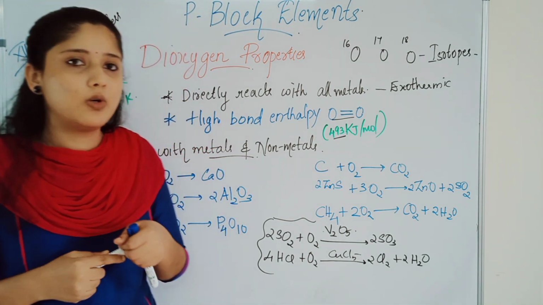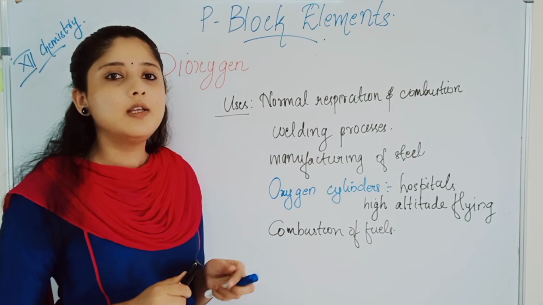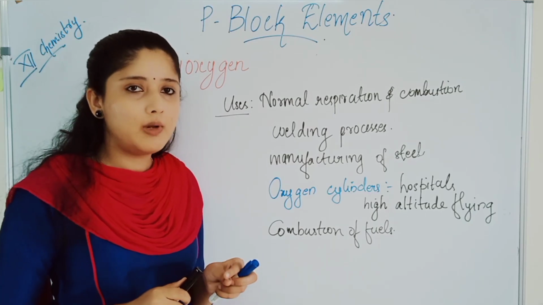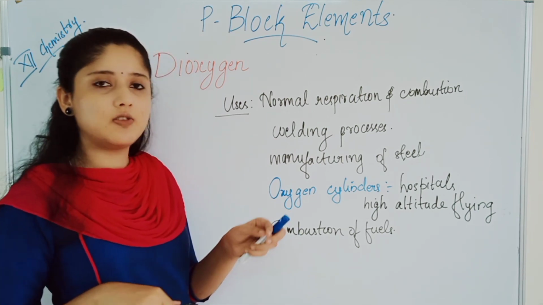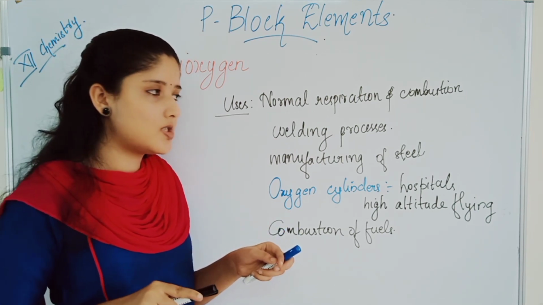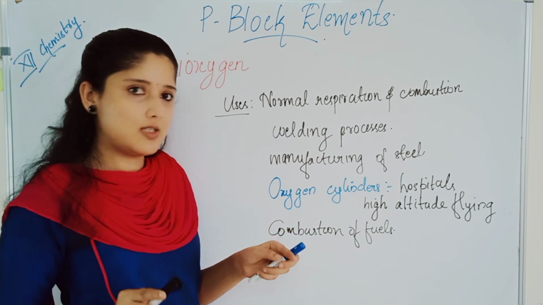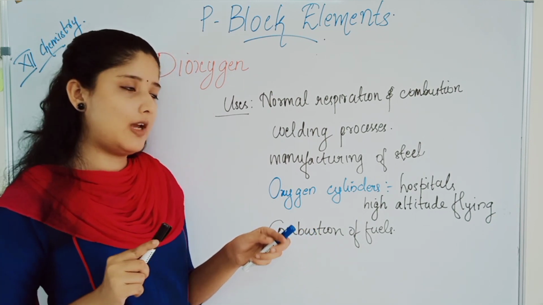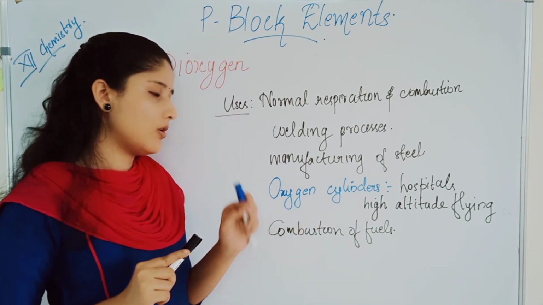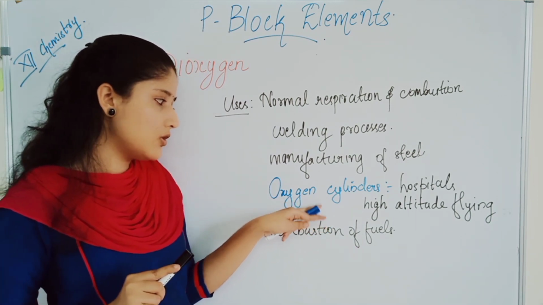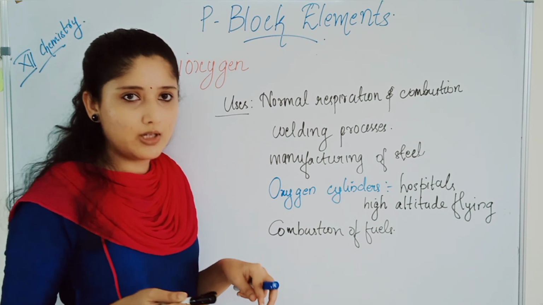Now we will study about the uses of dioxygen. The main use is for normal respiration, isn't it? For our respiration and also combustion activities, we use oxygen. And welding process is another important use. Welding and manufacturing of steel, we use oxygen. Next use is one of the important uses nowadays.